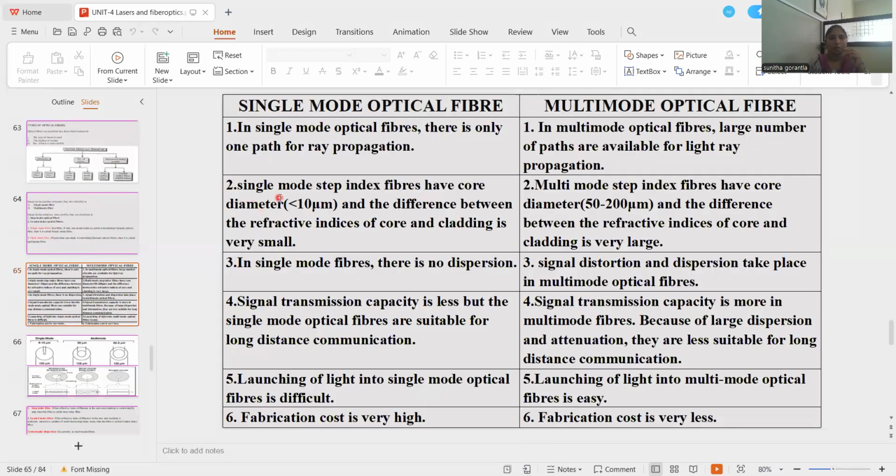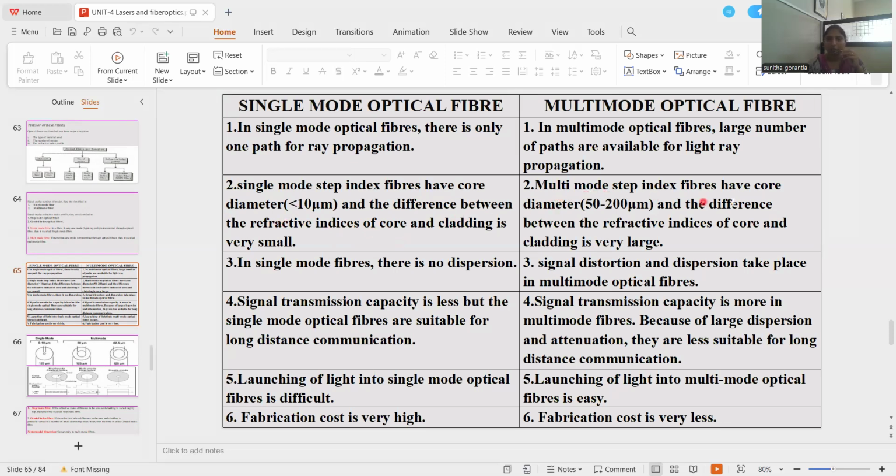Second one, single mode step index fibers have a core diameter of less than 10 micrometers, and the difference between the refractive indices of core and cladding is very small. In single mode optical fiber, the diameter of the core is very small. That's why only a single mode of propagation is possible. And N1 minus N2 is very small. When N1 minus N2 is small, automatically the numerical aperture is also very small.